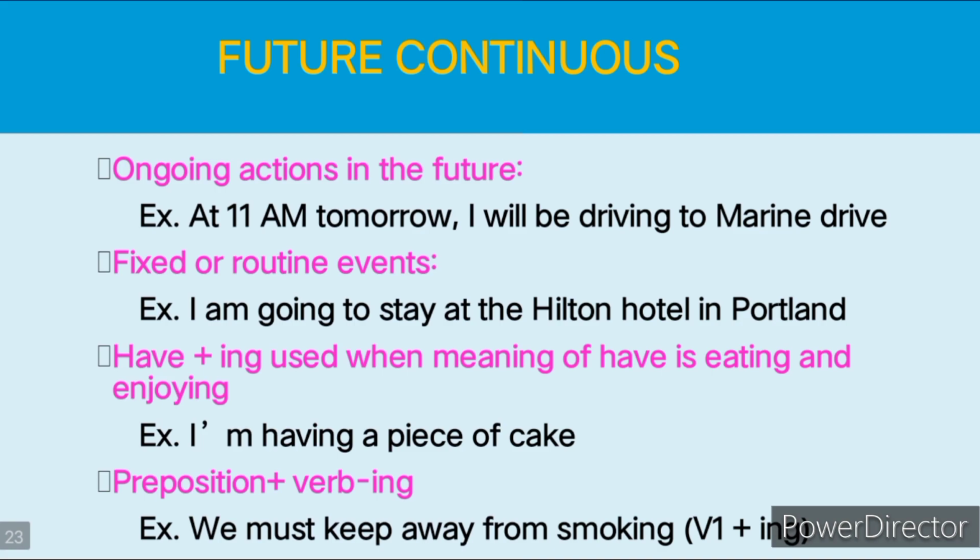It is also useful whenever we want to show fixed or routine events. For example, I am going to stay at the Hilton Hotel in Portland. Dear friends, here we want to take note that in future continuous tense we can use preposition plus V1 plus ing. For example, we must keep away from smoking.